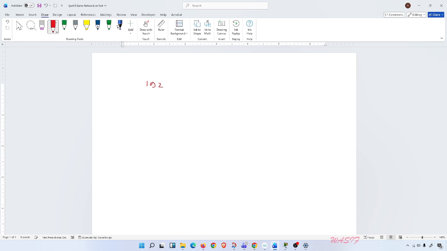So it is 192.168.1.1/24, 192.168.1.2/24. We can understand they're in the same network, but you need to prove they're in the same network. The first thing is convert the CIDR into subnet mask.